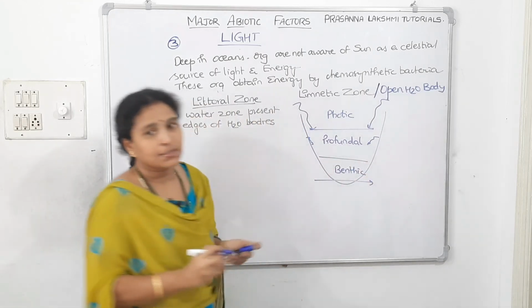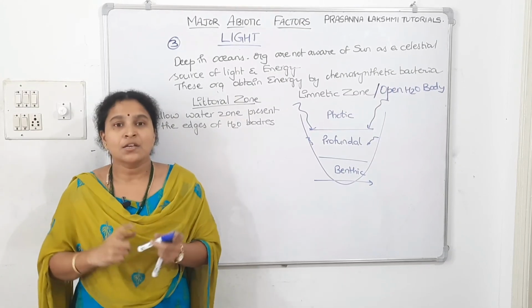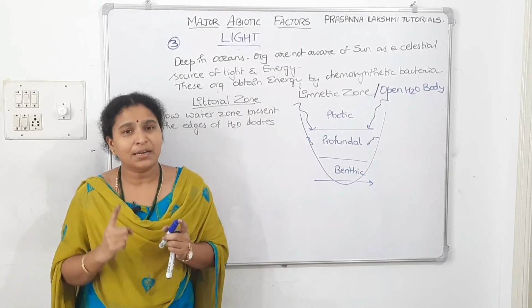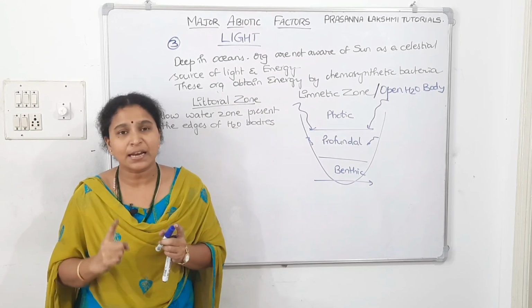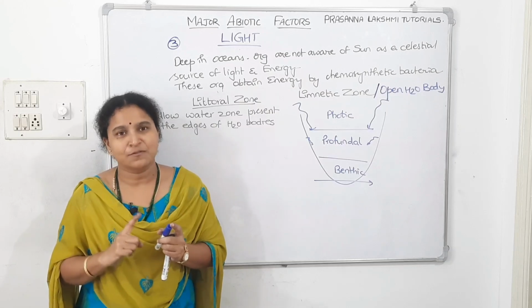So in this class we discussed the next abiotic factor, that is light. We have seen how light is important and what factors influence light. In the next session, we will discuss the last abiotic factor, which is soil.